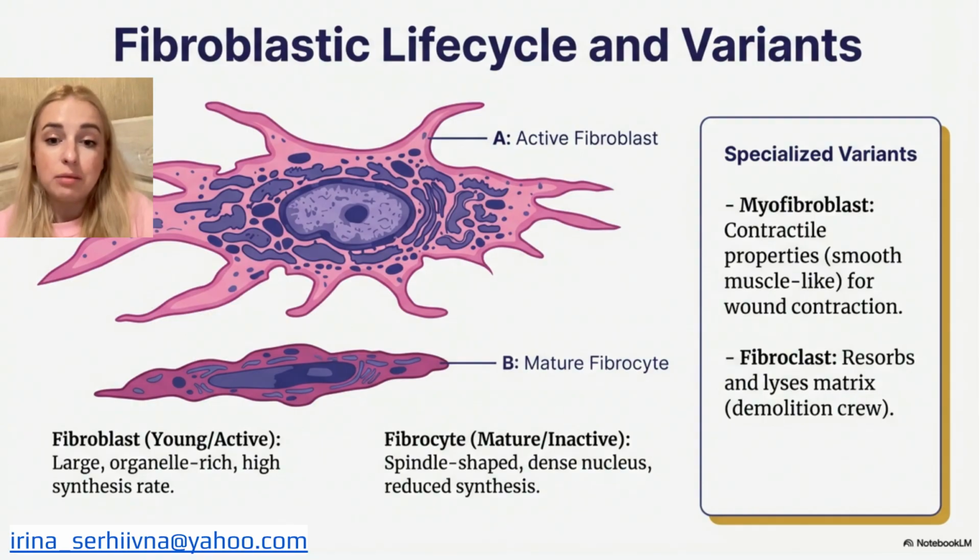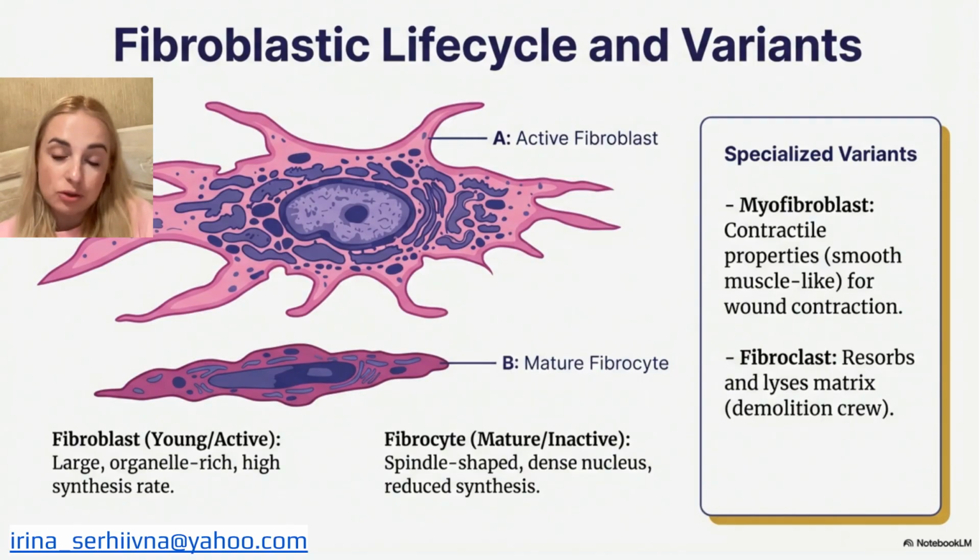So the cell line of fibroblast includes the fibroblast, the actively synthesizing cell, the fibrocyte, its definitive form, which is low in synthetic activity, the fibroclast, the cell that lyses extracellular matrix, so cleans up, and the myofibroblast, the intermediate cell between smooth myocytes and the fibroblast itself.